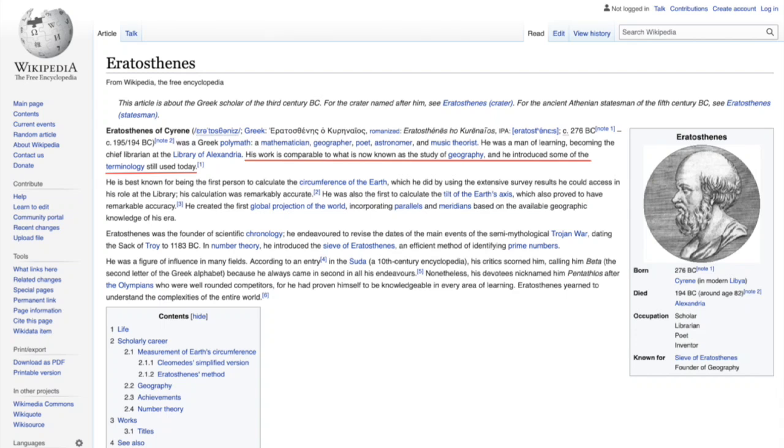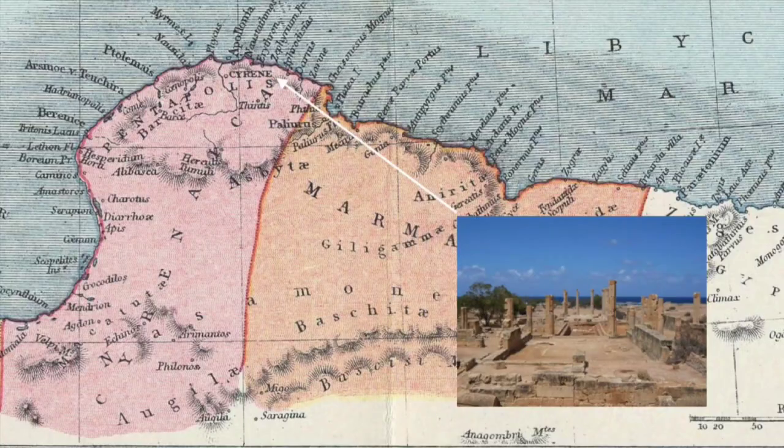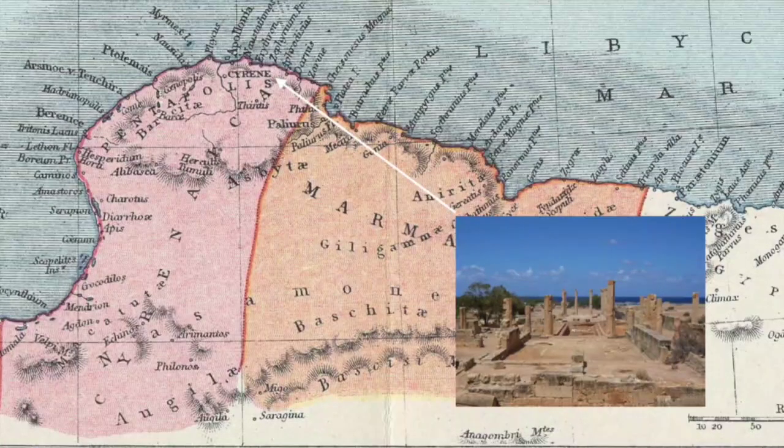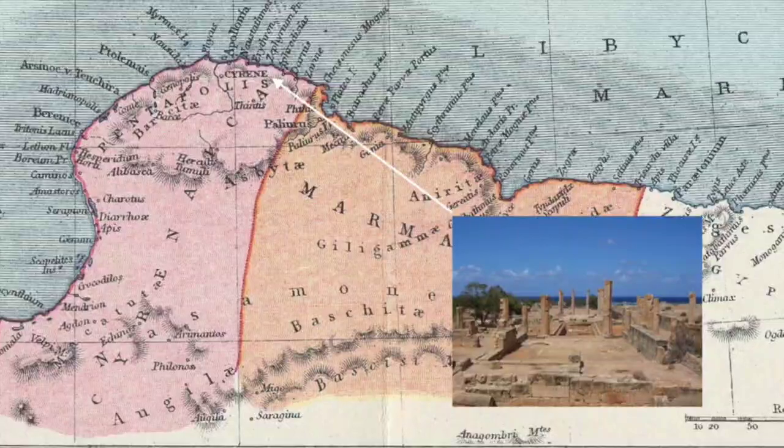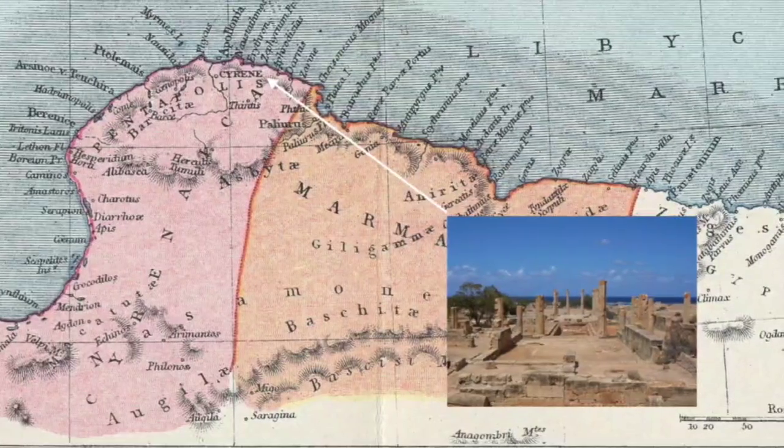Apparently he was from Cyrene, so I looked that up. I was kind of curious. Yeah, here's an old map, and I pulled a picture of the ruins from Cyrene on the Libyan coast.